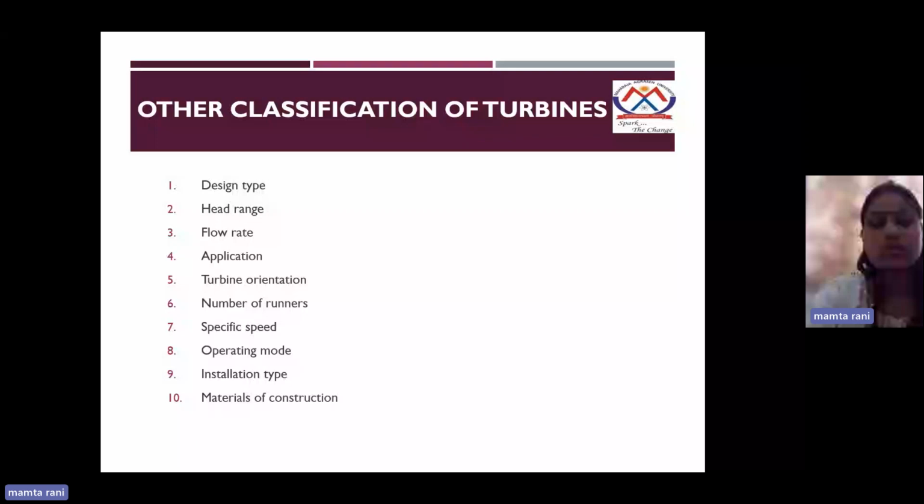Okay, and then last is the material of construction. This is also a common type of classification we have. Turbines are classified based on the materials used to construct them, such as steel, cast iron, and composites.